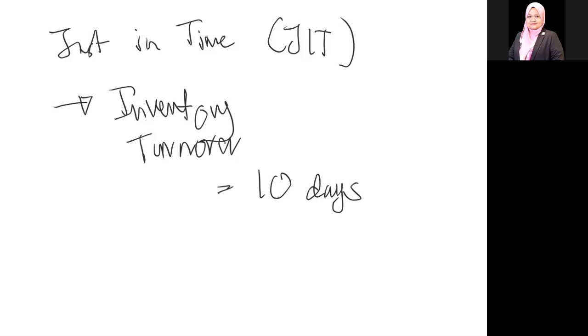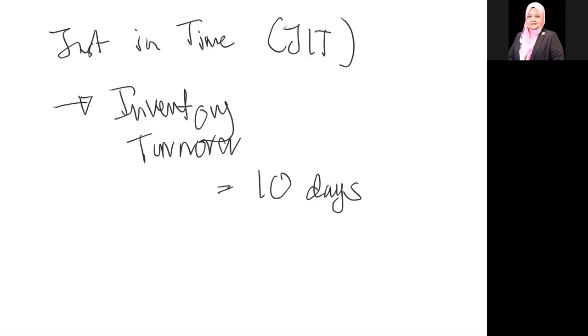So the manager of the company needs to be very effective and efficient in utilizing all the information they have, and order at the right time, just when the inventory finishes, then the new inventory comes in. So it is the just in time system.